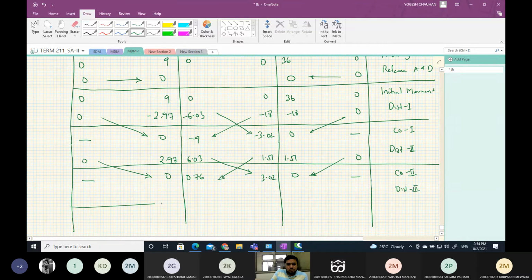Distribution 3. So 0.76 into 0.33, we will have 0.25, so it is minus 0.25. This will be minus 0.51, and 3.02 into 0.5, this will be minus 1.51, minus 1.51, 0, 0.